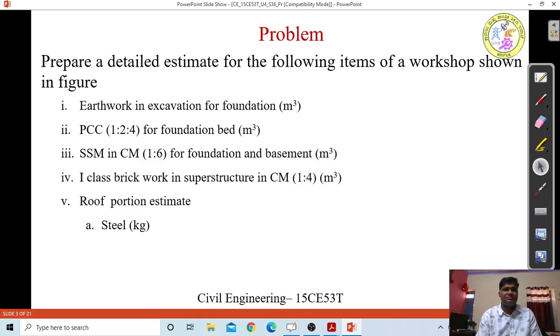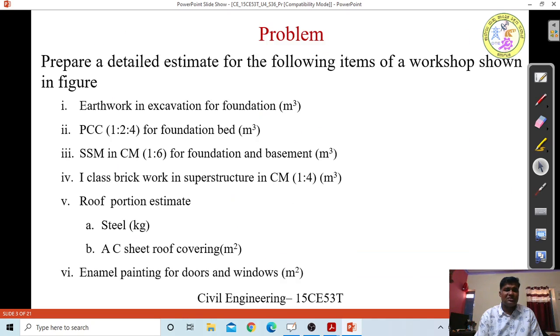This is the problem. Prepare a detailed estimate for the following items of a workshop. Usually workshop buildings are provided with pitched roofs, since there will be movement of vehicles and it requires a little higher height from floor to terrace. The following item quantities will be estimated: earthwork in excavation for foundation, PCC, SSM, brickwork, roof portion estimate and enamel painting. So this is the plan.